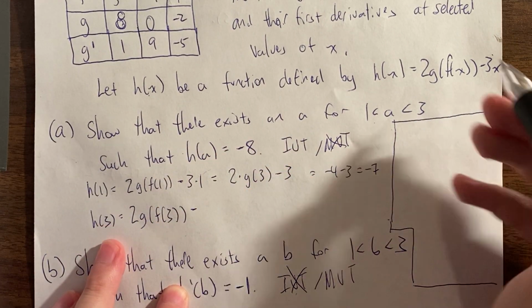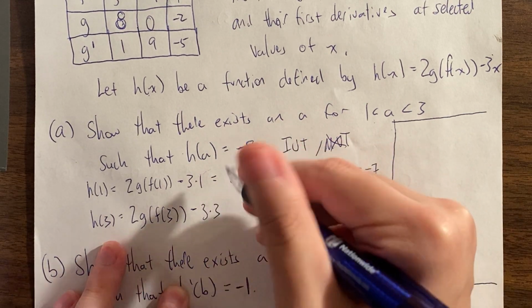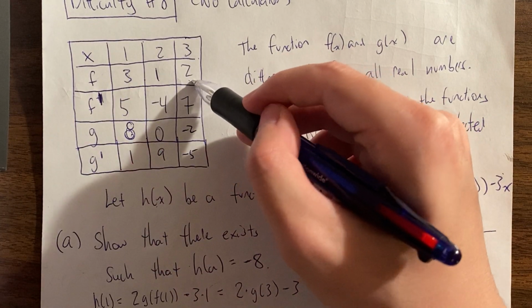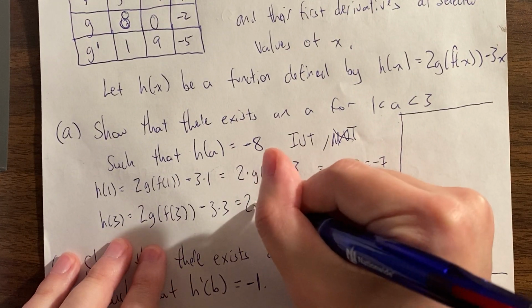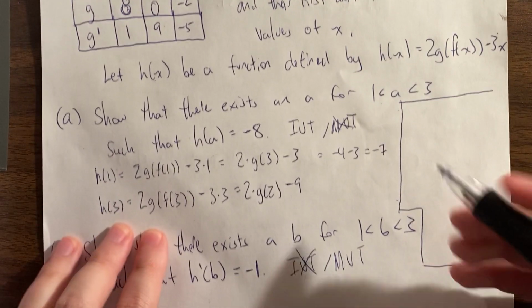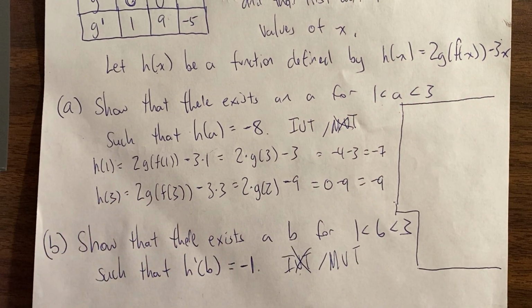We are going to plug in 3, so we get 3 times 3. So it looks like this will be -9. And then let's look in the table. What is f of 3? Well, f of 3 is 2, it looks like. So it's going to be 2 times g of 2. And g of 2 is 0, which is nice. So that's 0 minus 9, which is equal to -9. So now we're ready to do IVT.